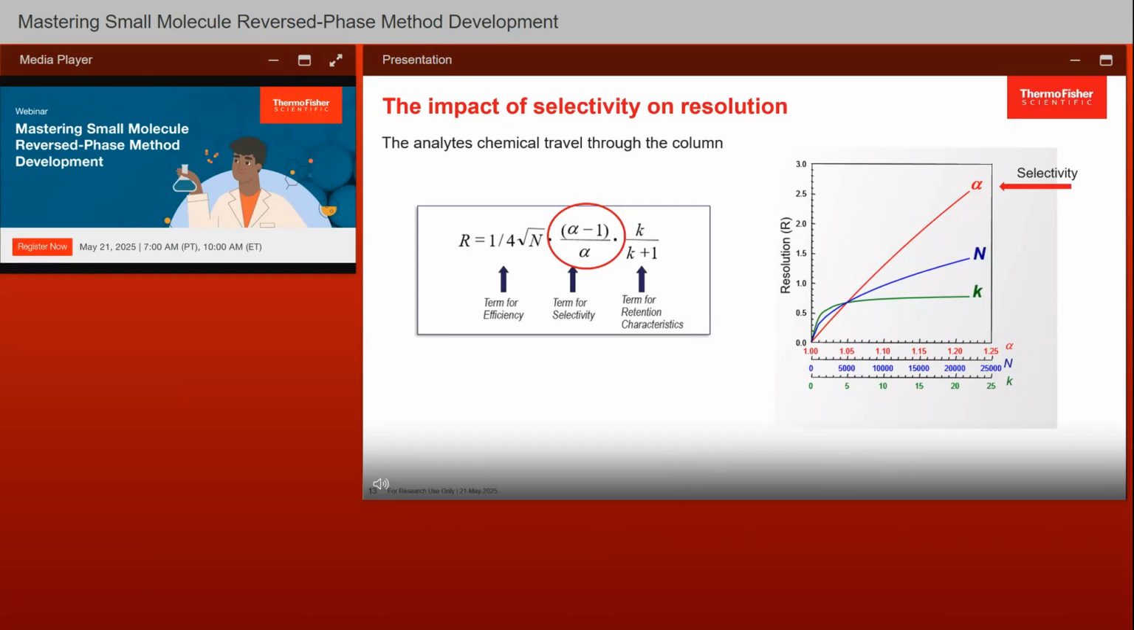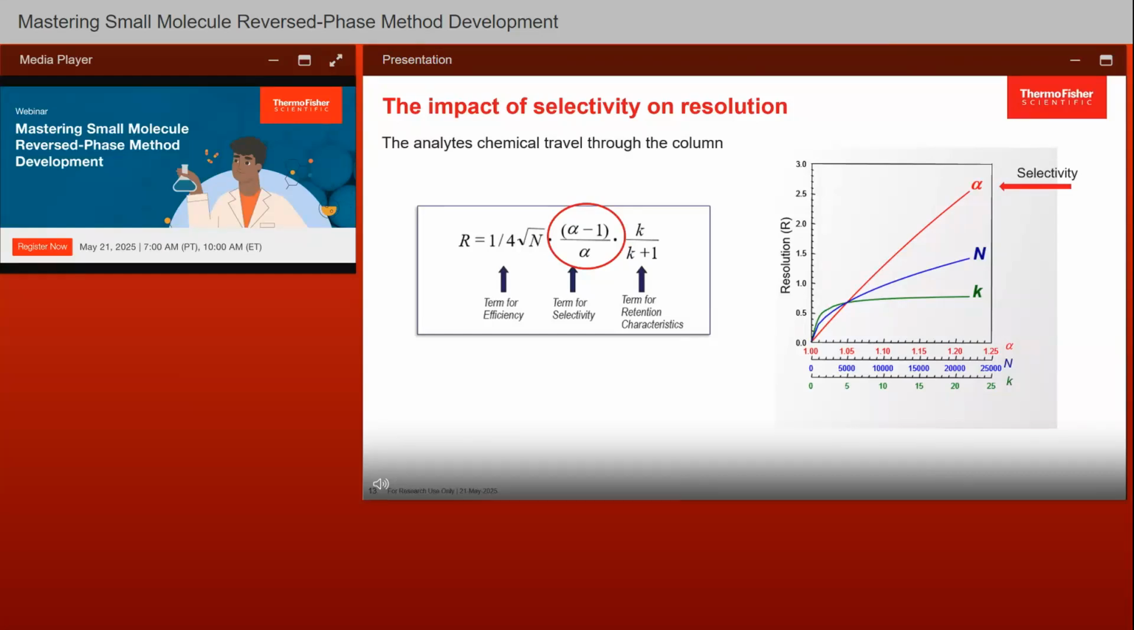Here on the slide, we have the resolution equation, which consists of three factors: efficiency, selectivity, and retention characteristic. Efficiency is affected by the column packing efficiency, the particle size, and the particle size distribution. Then we have selectivity, which is controlled through the mobile phase composition and the stationary phase. We also have the retention factor, which measures how strongly an analyte is retained by the stationary phase and is dependent on the mobile phase composition, the column dimension, and the particle size.